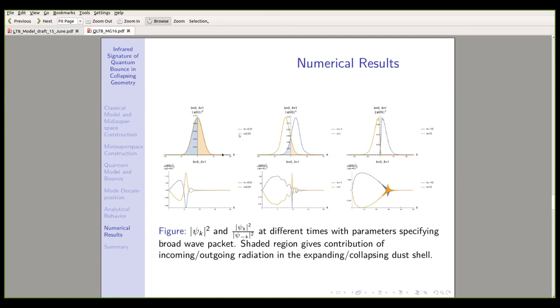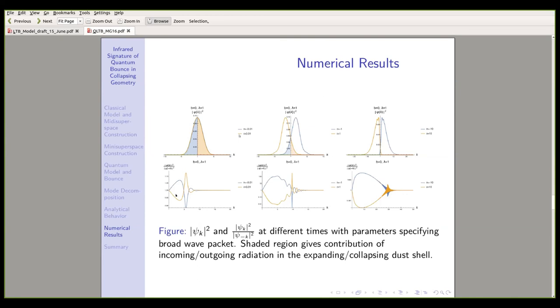We see that the near-infrared modes are most sensitive to the dynamics of the dust shell. If one focuses on the infrared sector, the information of the bounce is carried over to the infrared modes much before the information of the bounce arrives to any observer. The infrared sector quickly adopts the characteristics of the dynamics. And the curves of the ratio of incoming modes to outgoing modes are mirror symmetric, which implies that when we go from the collapsing phase to the expanding phase, there is a flip in the ratio of incoming modes to outgoing modes.